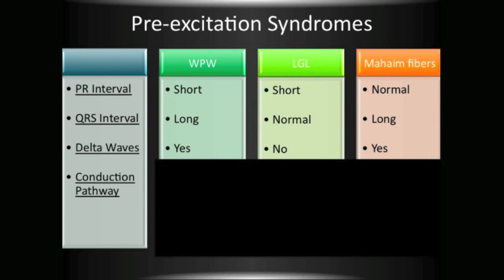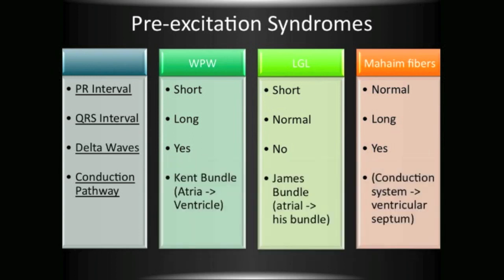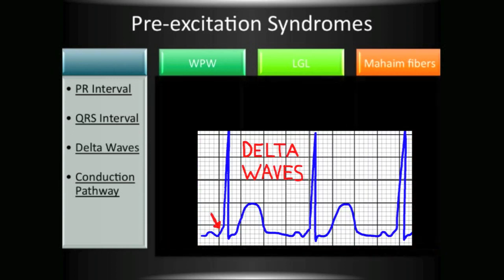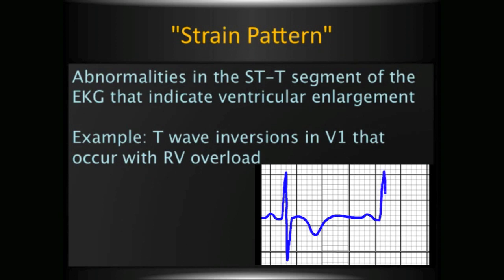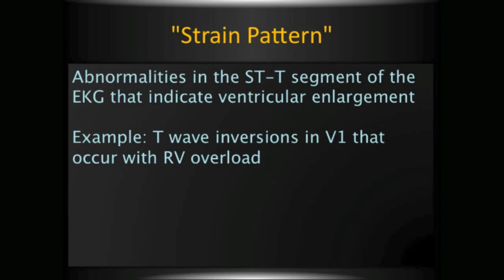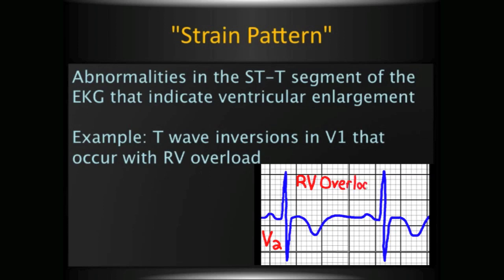So Lown-Ganong-Levine syndrome and Wolff-Parkinson-White are similar in that they both have a shortened PR interval. But only Wolff-Parkinson-White has a widened QRS and delta waves. What does the term strain pattern mean in reference to EKG interpretation? Strain pattern refers to abnormalities in the ST-T segment of the EKG that indicate ventricular enlargement. So an example of this would be T-wave inversions in V1 that occur with right ventricular overload.